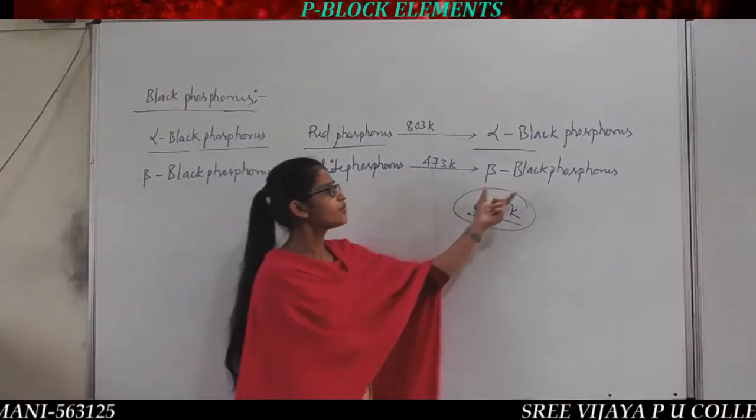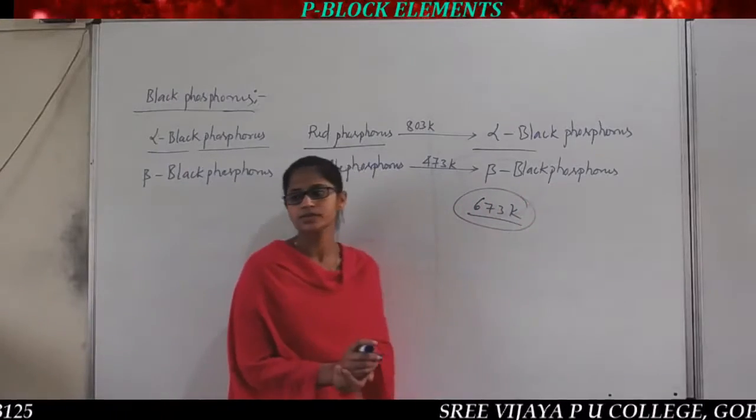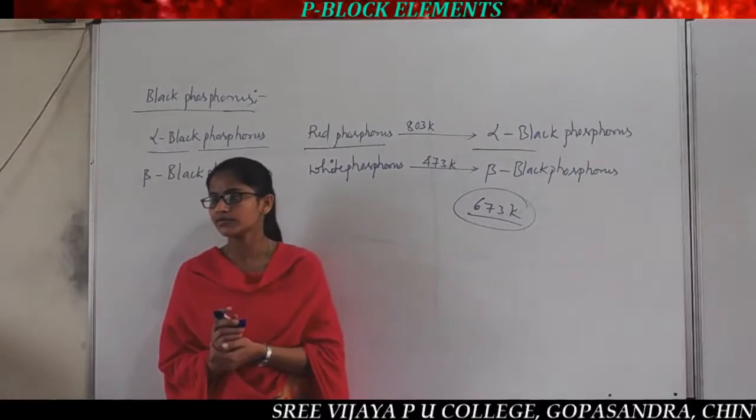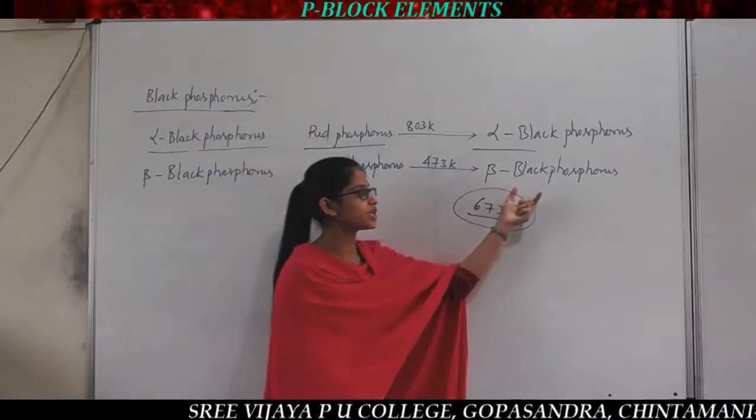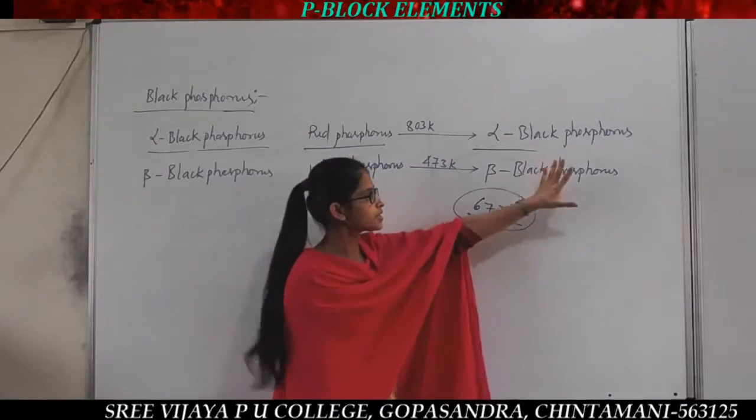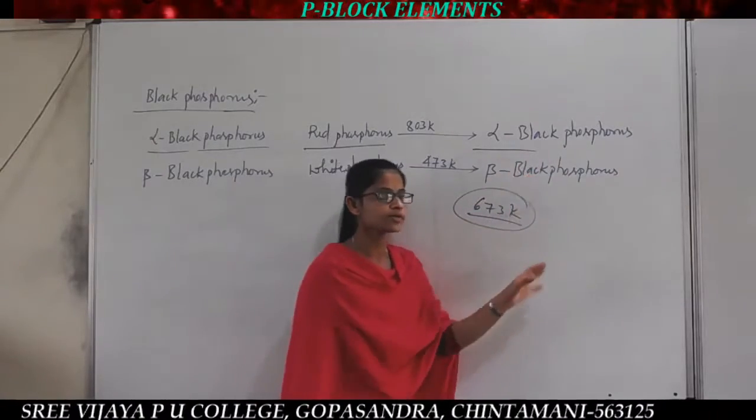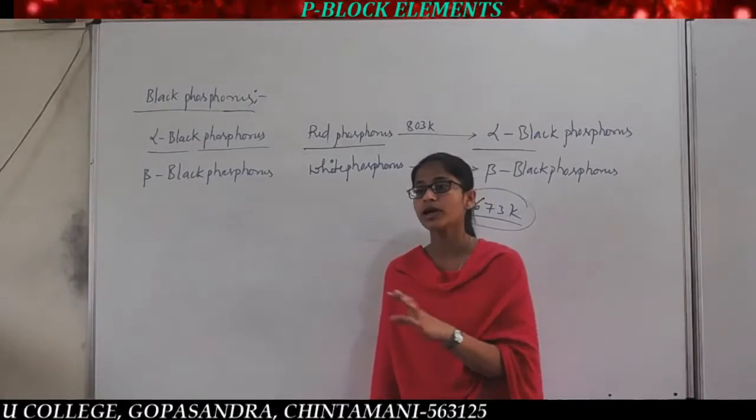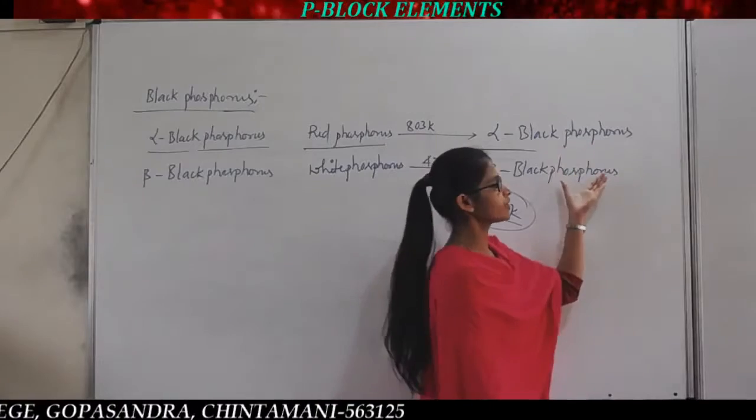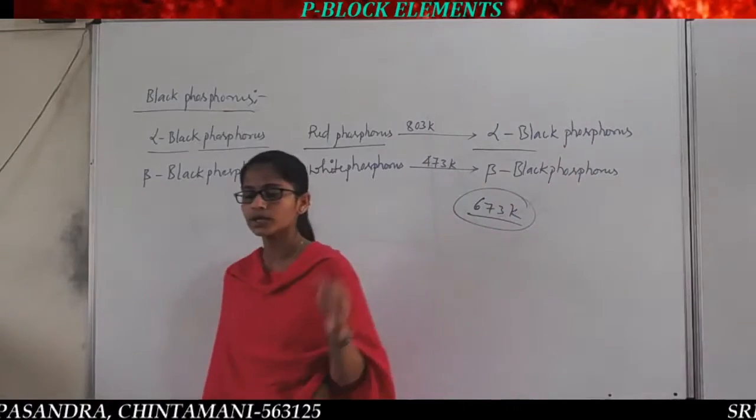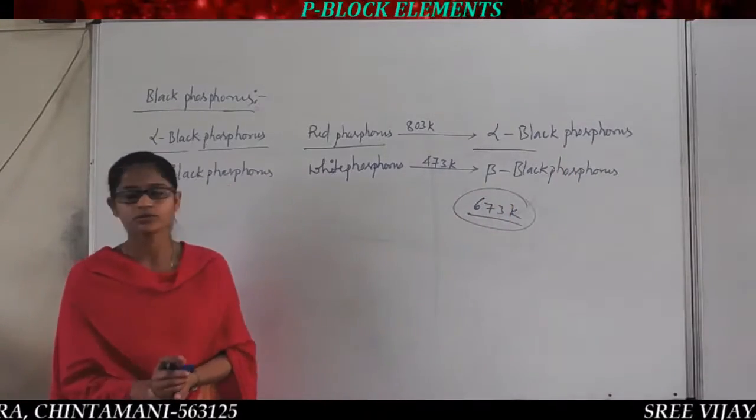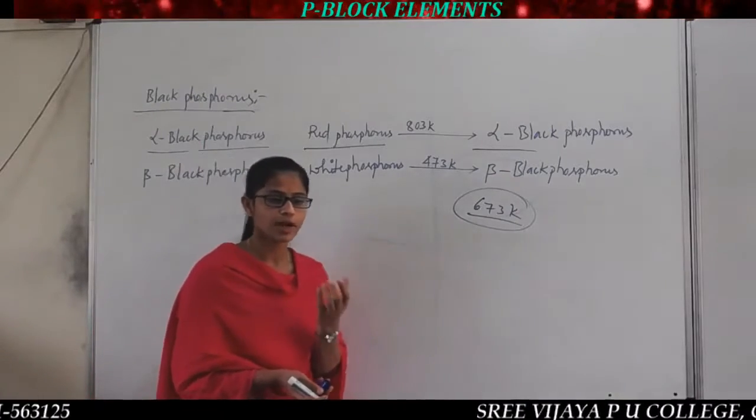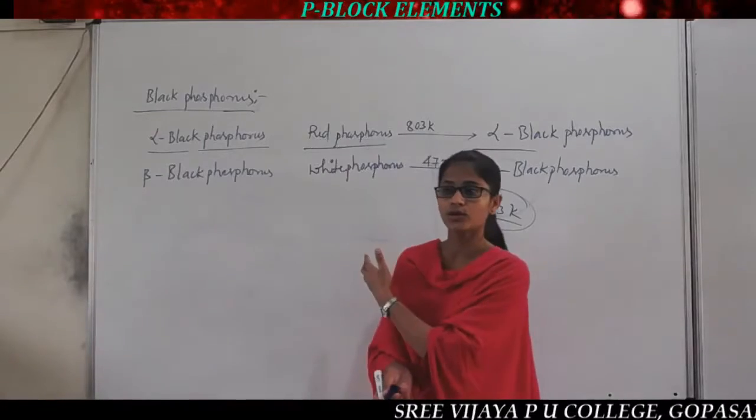So based on this, we have to see the different forms. We have studied rhombic sulfur, monoclinic sulfur, and the same forms are also seen in phosphorus. So along with the black phosphorus alpha and beta forms, we also see the rhombic form and the monoclinic form of phosphorus. We study these different structures, alpha and beta.